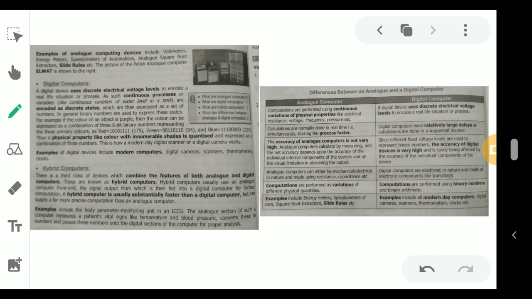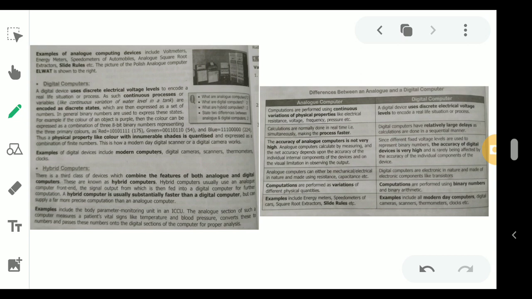For example, if the color of an object is purple, then the color can be expressed as a combination of three 8-bit binary numbers representing the primary colors. Red as 175, which means 10101111. Green as 54, which means 00110110. In this way, physical properties like color can be quantized into enumerable shades and expressed as a combination of a finite number. This is how modern digital scanners and digital cameras work. Modern digital cameras, scanners, thermometers and modern computers are examples of digital computers.